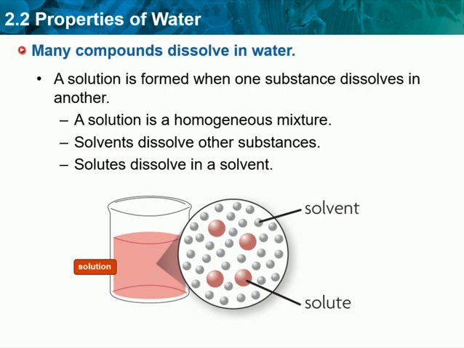When one substance dissolves in another, a solution forms. A solution is a mixture of substances that is the same throughout, meaning it is a homogeneous mixture. A solution has two parts. The solvent is the substance that is present in the greater amount and that dissolves another substance. A solute is a substance that dissolves in a solvent.